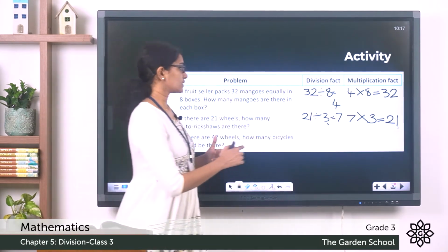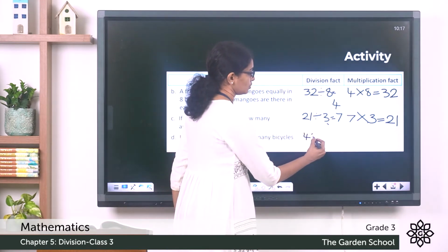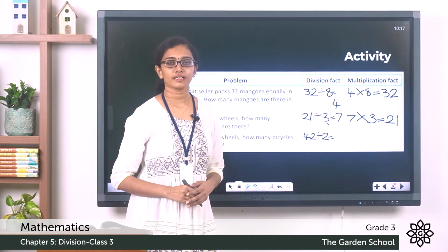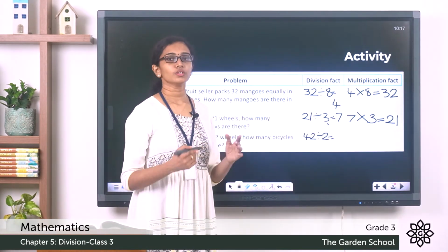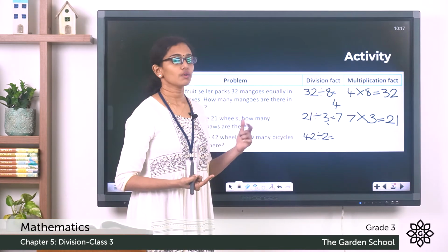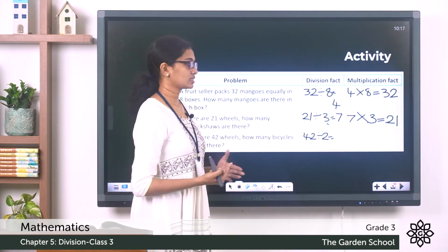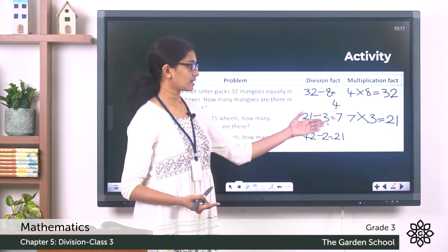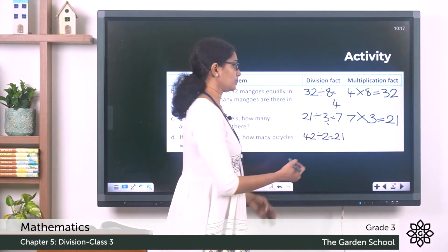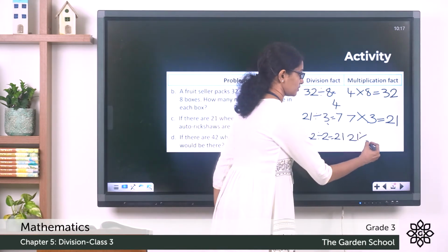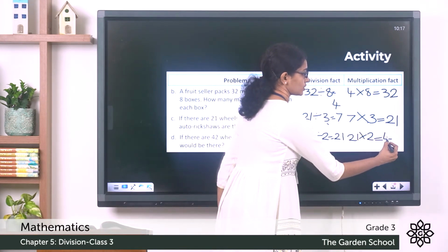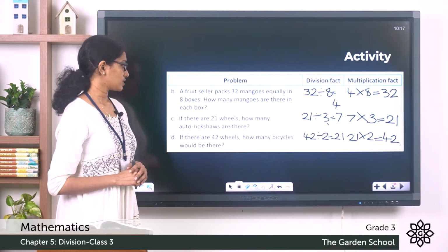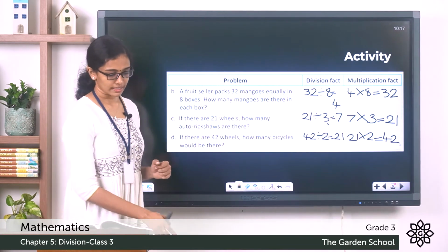So let's write the division fact. 42 divided by 2. And what is 42 divided by 2? We know 2 into 21, or 21 twos are 42. So 42 divided by 2 is equal to 21. And the corresponding multiplication fact will be 21 into 2 is equal to 42. So there will be 21 bicycles as mentioned in the question. So I hope you are clear with this.